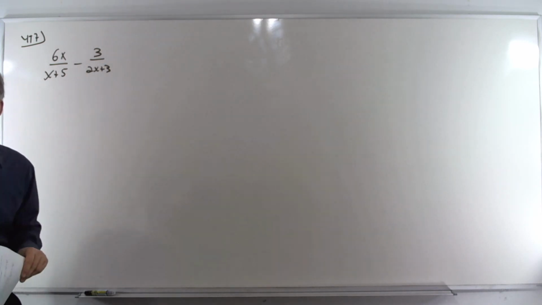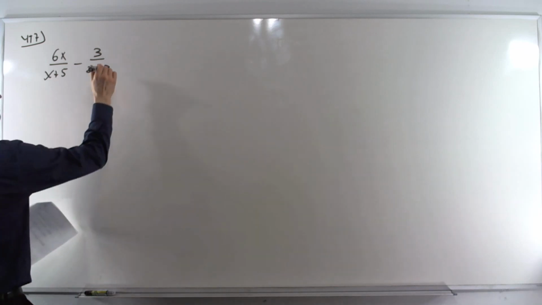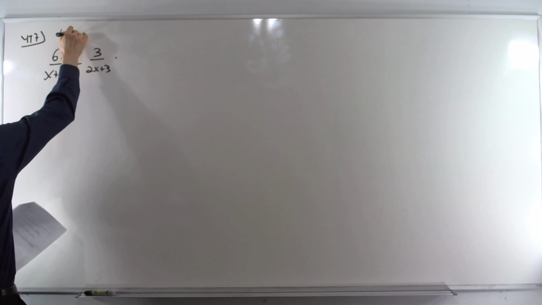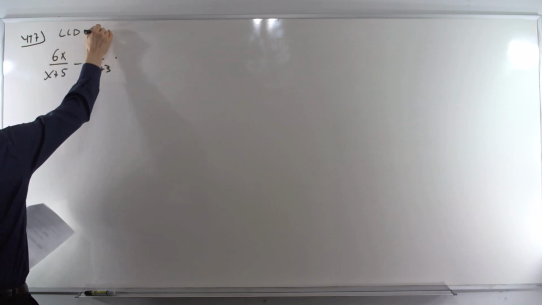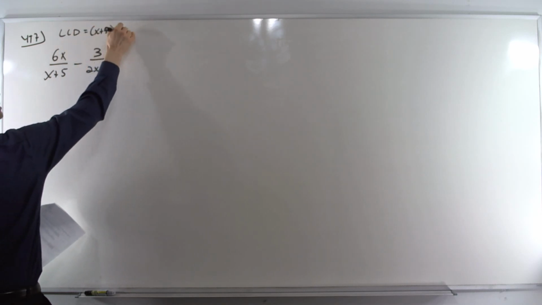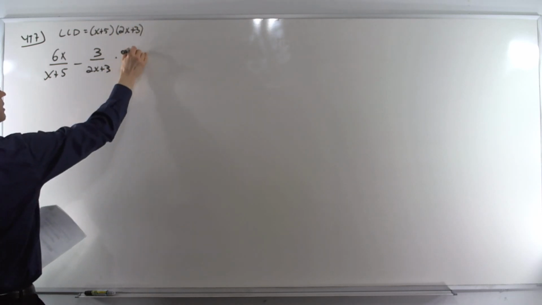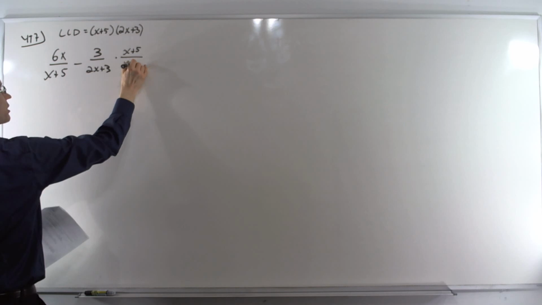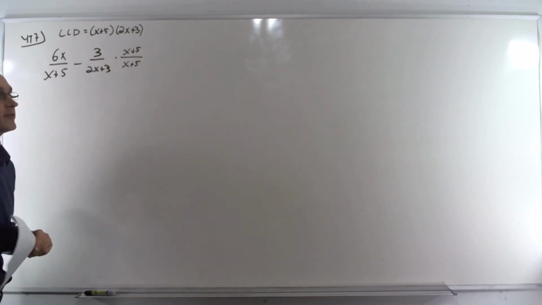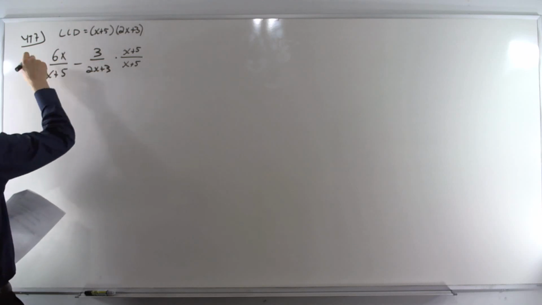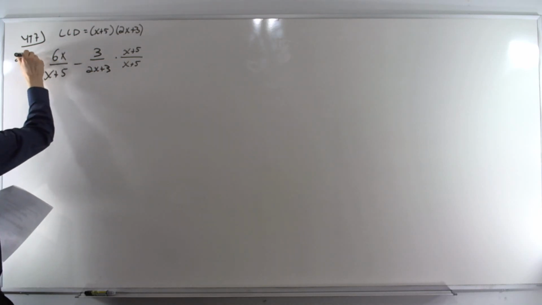I'm going to do this one a little bit more concisely. I'm going to go ahead and write to the next step. We know that the LCD is the product of those two binomials. So that is x plus 5 times 2x plus 3. Now we multiply by the other fraction's denominator over itself. So x plus 5 over x plus 5 over here, and then we'll take the 2x plus 3, bring it over here.